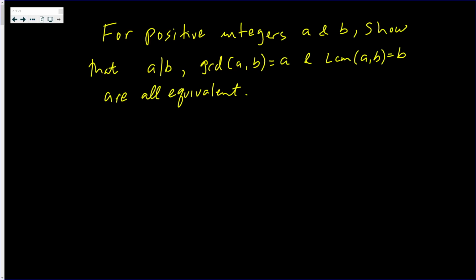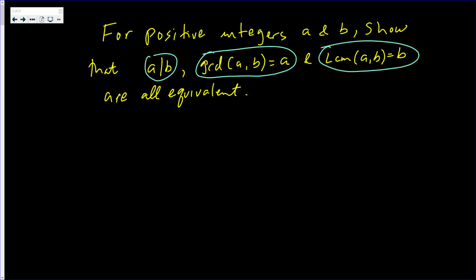In this video, we're going to show that for two positive integers a and b, that a divides b, the GCD of a and b equals a, and the LCM of a and b equals b are all equivalent. That is, they're all if and only if. So, proof. First, I'm going to show that these two are equivalent.